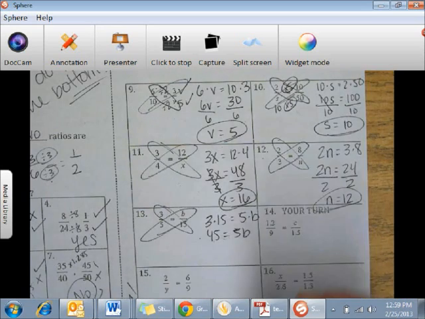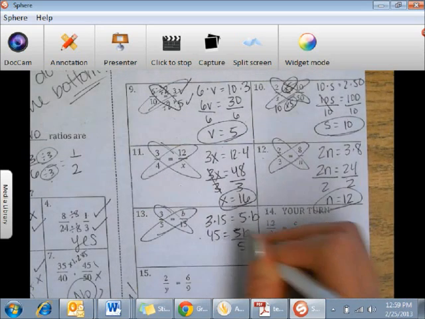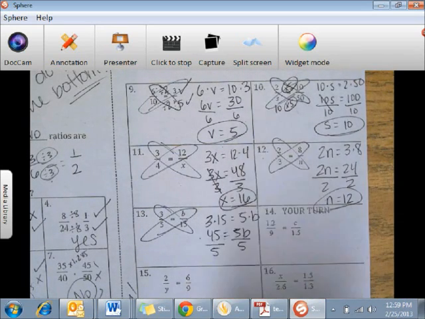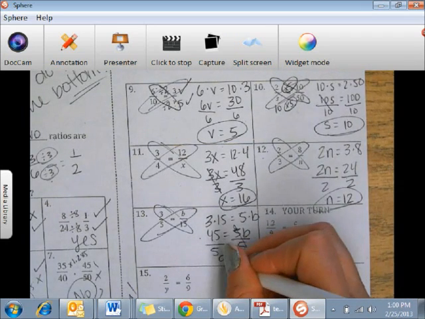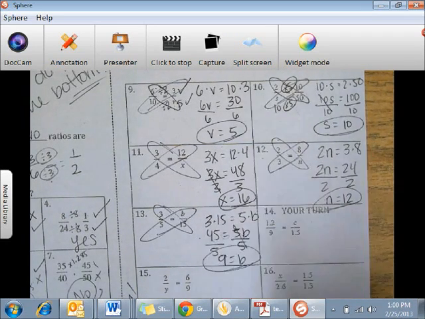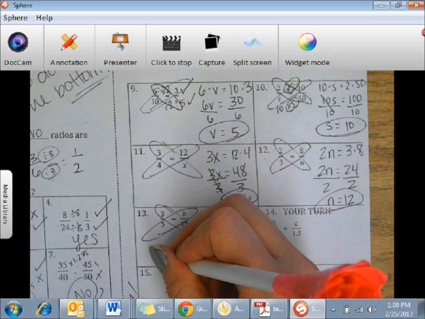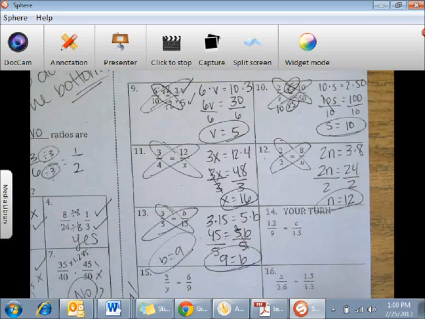So here we're going to divide by 5, and then we divide by 5 on this side. These cancel, and we're left with 9 equals b. And you can rewrite that to b equals 9 if that helps you, but either way is correct.